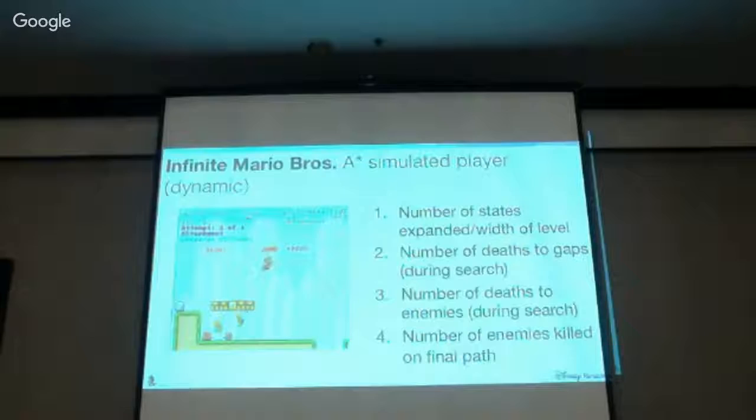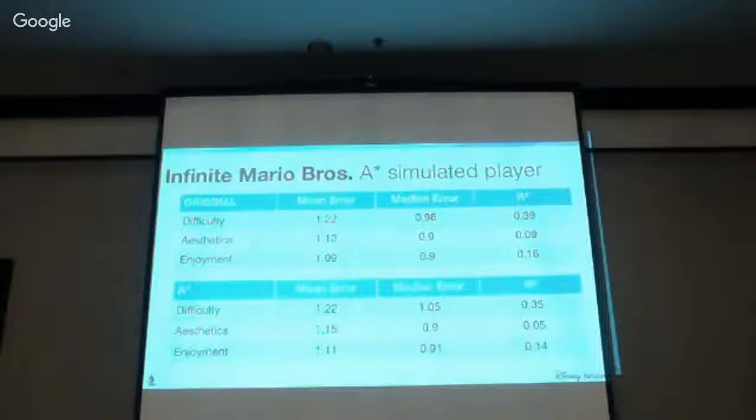So if it had to kill an enemy to do that, that implies that that enemy was important to finishing the level quickly. So we ran the same CNN, this time with these added features, and we can see that we did worse. That's not great. We do a little bit worse on difficulty, a little bit worse on enjoyment, much worse on aesthetics, about half as well. So that's not good.